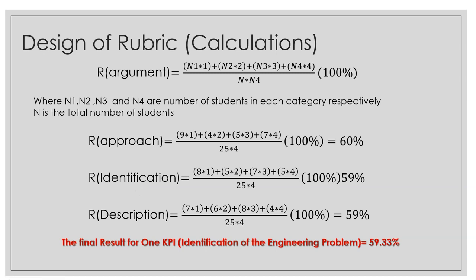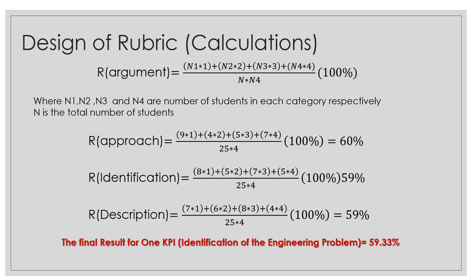Now we have calculations. We can use this equation, the rubrics argument. Here n1 is the number of students in the first category, n2 the number of students in the second category, n3 the number of students in the third category, and n4 the number of students in the fourth category. As you see, every category has a weight: 1 for unsatisfactory, 2 for developing, 3 for satisfactory, and 4 for excellent students. We multiply the number of students in each category by its weight. After that, we sum the results and divide by the total number of students multiplied by the highest weight, which is 4, multiplied by 100%.